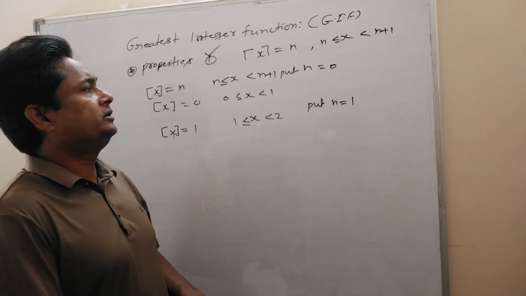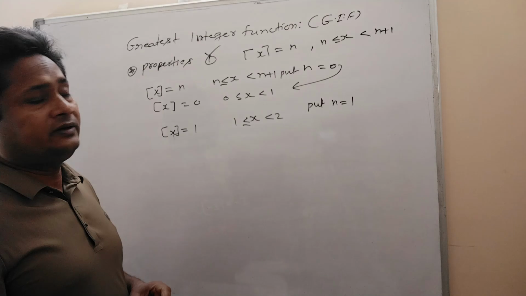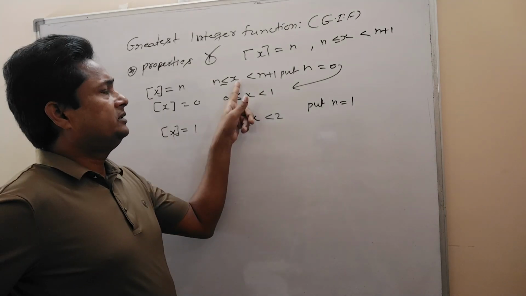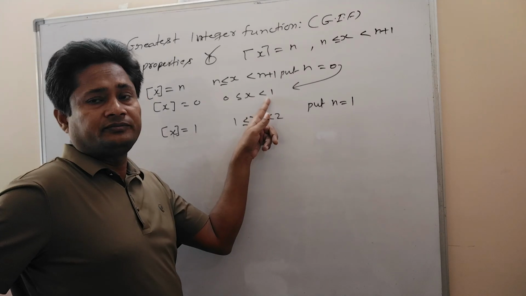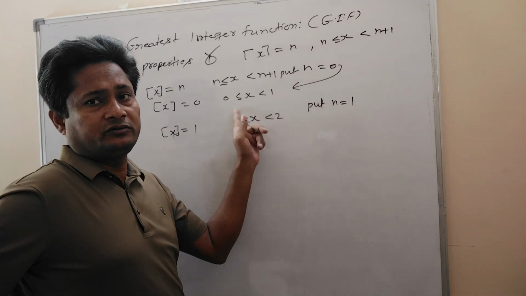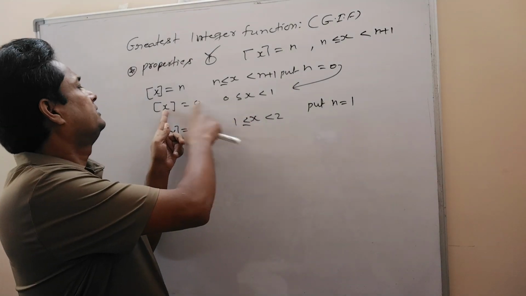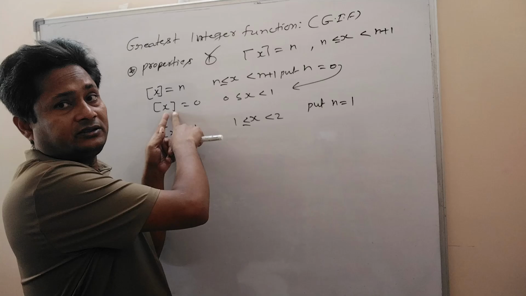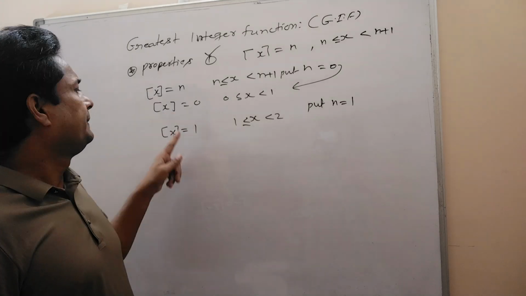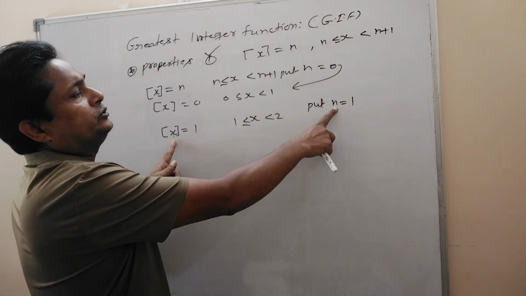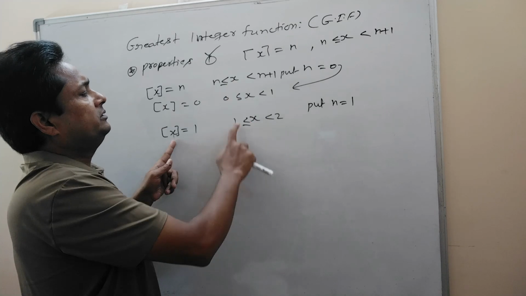We have substituted n is equal to 0 in this case. Now if n is equal to 0, then here this value x can vary in between 0 to 1. If x can vary in between 0 to 1, then whatever the value of x between 0 to 1, if we apply GIF, that means greatest integer, its value will always be 0. Right. Now next one, if you substitute n is equal to 1 in this equation, then this equation becomes what?